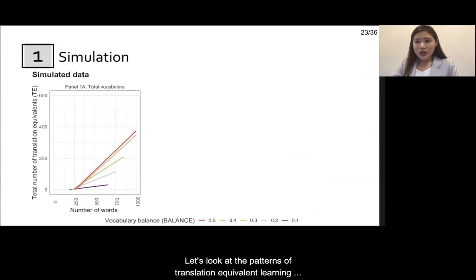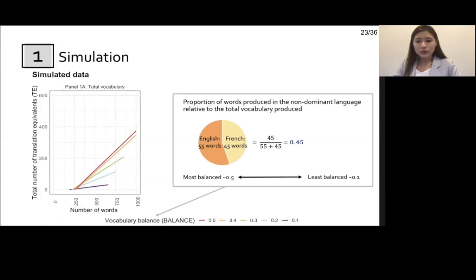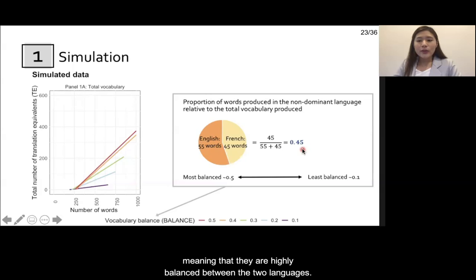Let's look at the pattern of translation equivalent learning predicted by the simulation. First, we'll look at the relation among translation equivalents and other vocabulary measures at different levels of vocabulary balance. Vocabulary balance is based on the proportion of words produced in the non-dominant language relative to the total vocabulary produced. For example, for a child who knows 55 English words and 45 French words, English would be the dominant language and their vocabulary balance would come out at 0.45, meaning that they are highly balanced between the two languages.